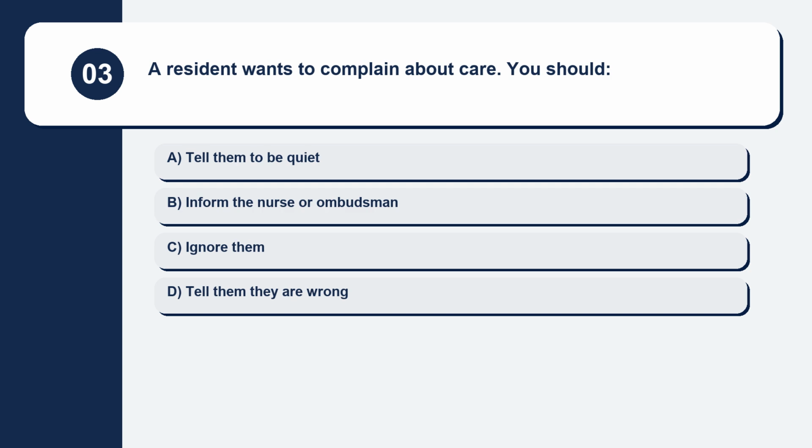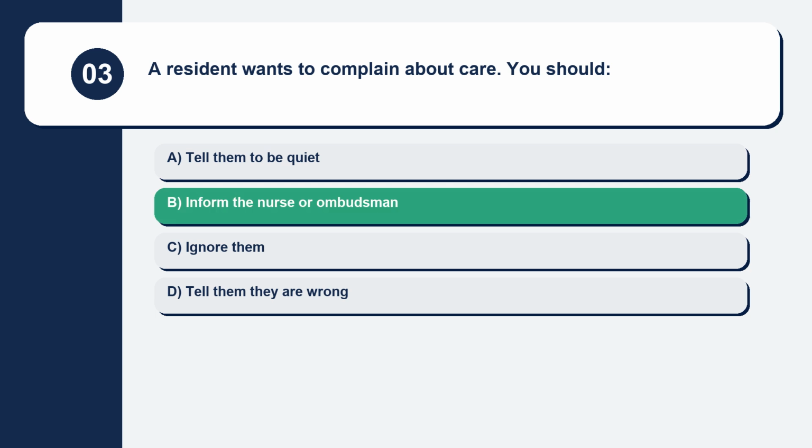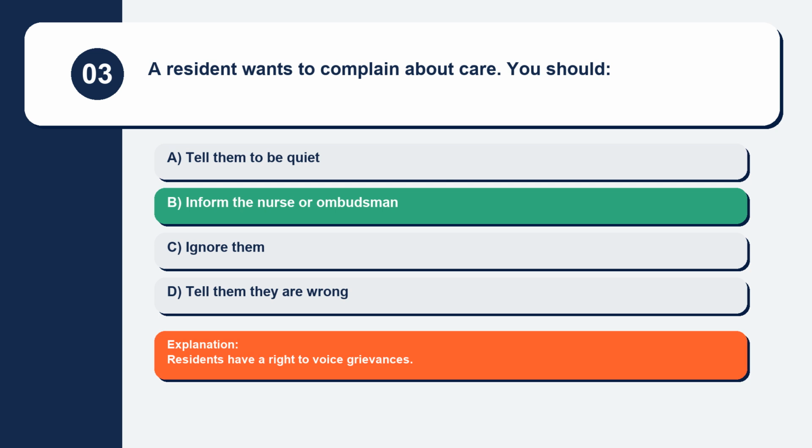Question 3. A resident wants to complain about care. You should tell them to be quiet. Inform the nurse or ombudsman. Ignore them. Tell them they are wrong. Answer: inform the nurse or ombudsman. Residents have a right to voice grievances.